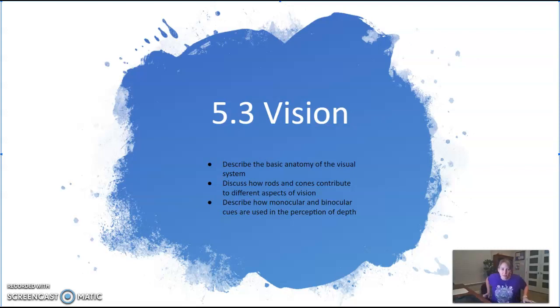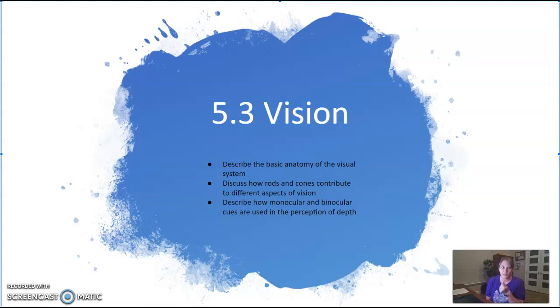Hi, welcome to 5.3, where we are going to discuss vision. Our learning objectives are to describe the basic anatomy of the visual system, discuss how rods and cones contribute to different aspects of vision, and describe how monocular and binocular cues are used in the perception of depth.